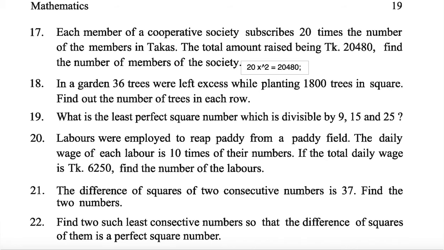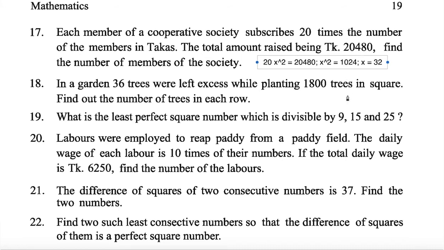Then what is x squared? x squared is nothing but 20,480 by 20, that is 1024, nothing but 2 power 10. 2 power 10 is 1024. So the number of members is root over 1024, nothing but 2 power 5, which is 32. 32 is the answer.